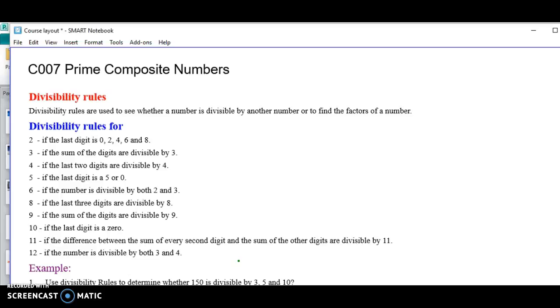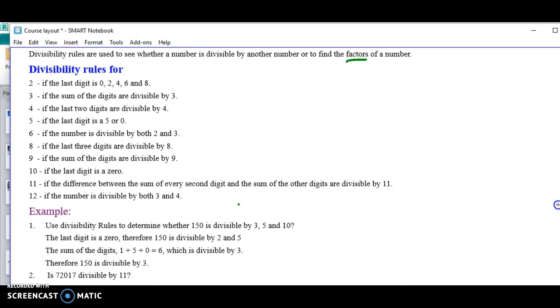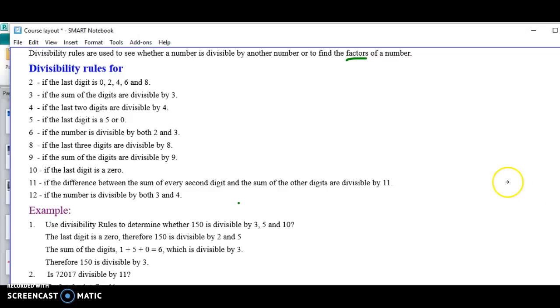You may feel that the following, the divisibility rules, are not very important to you, but we use these rules to see if a number is divisible by another number, or to find the factors of the numbers. So sometimes it's important to understand these rules, because these rules can help you to work faster, although a calculator can maybe do the work for you.